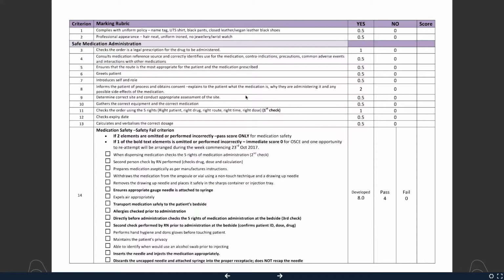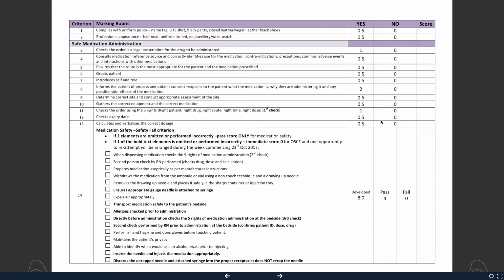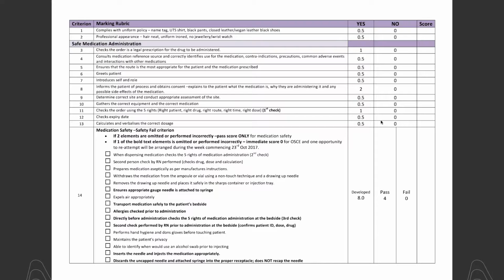So as you can see in this marking criteria, there is a safety fail criterion in relation to medication safety. So the following elements that are highlighted in criterion 14 are really important for you to pay attention to. So if 2 elements are omitted or performed incorrectly, you will receive a pass score only for medication safety. So that means you will receive a score of 4. If one of the bold text elements is omitted or performed incorrectly, you will receive an immediate score of 0 for the OSCE, and then you will be given another opportunity to attempt.